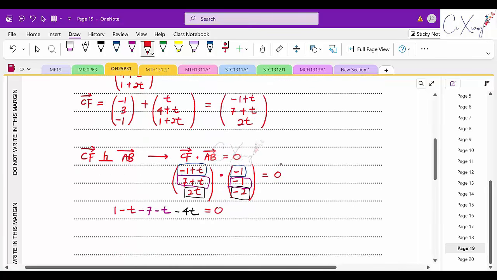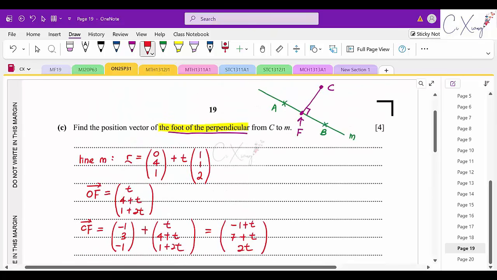Then we just try to simplify this answer. I'm having -6t. Then 1 minus 7 is -6, right? Bring it over, become +6. Therefore, the t that I get here is -1. Then when I get the value of t, which is -1, what I can do here is I will try to substitute it back into the equation.